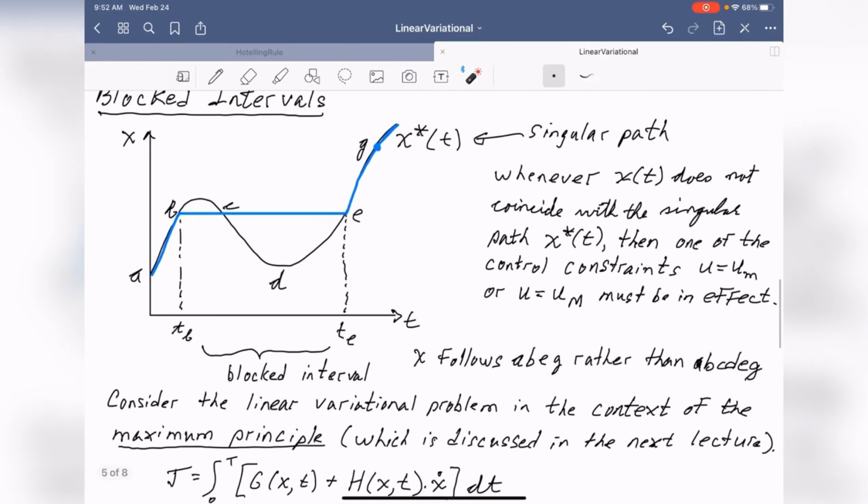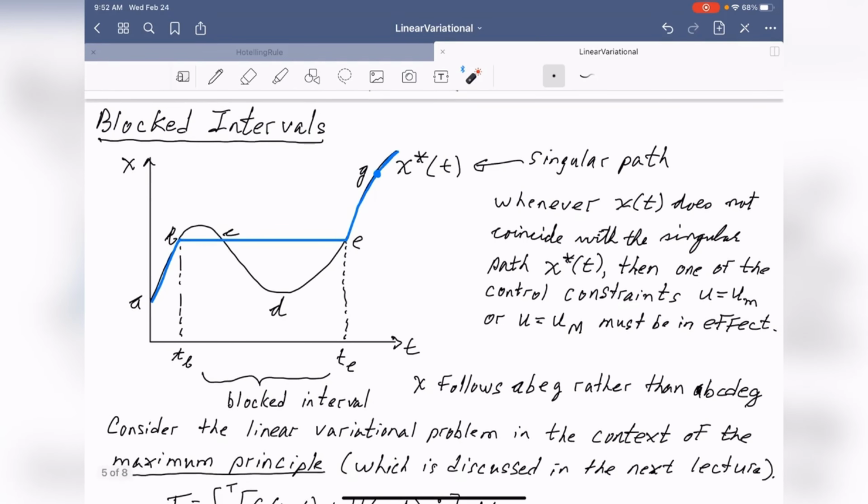We also have the case of blocked intervals. So here we have an optimal function given by this black line and denoted by x star t, and we somehow prevent this area here. So you can't follow this across that area because there's a limit as to the value x could take. And in that case, whenever xt does not coincide with the singular path x star t, then one of the control constraints, u equals u lowercase m or u equals uppercase m, must be in effect.